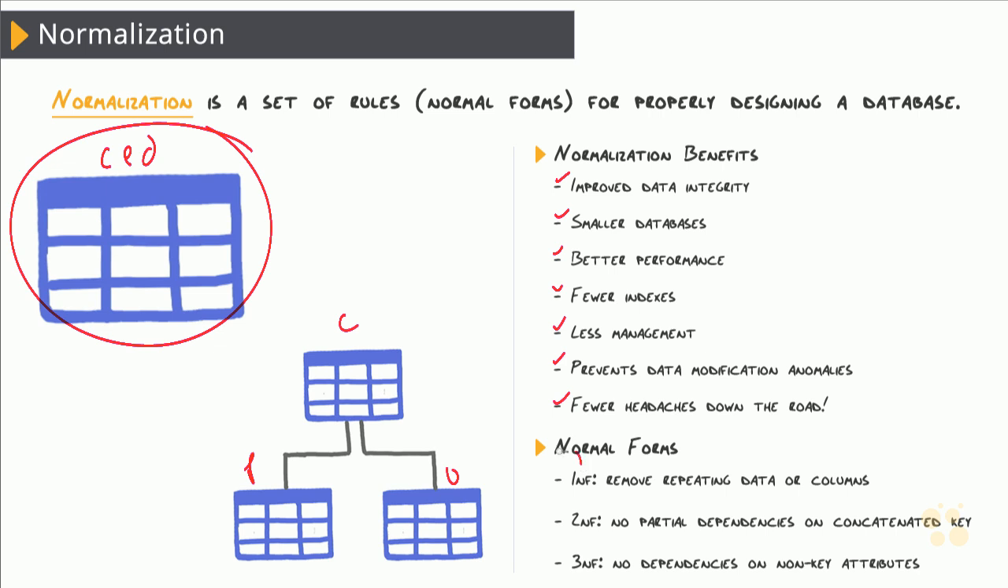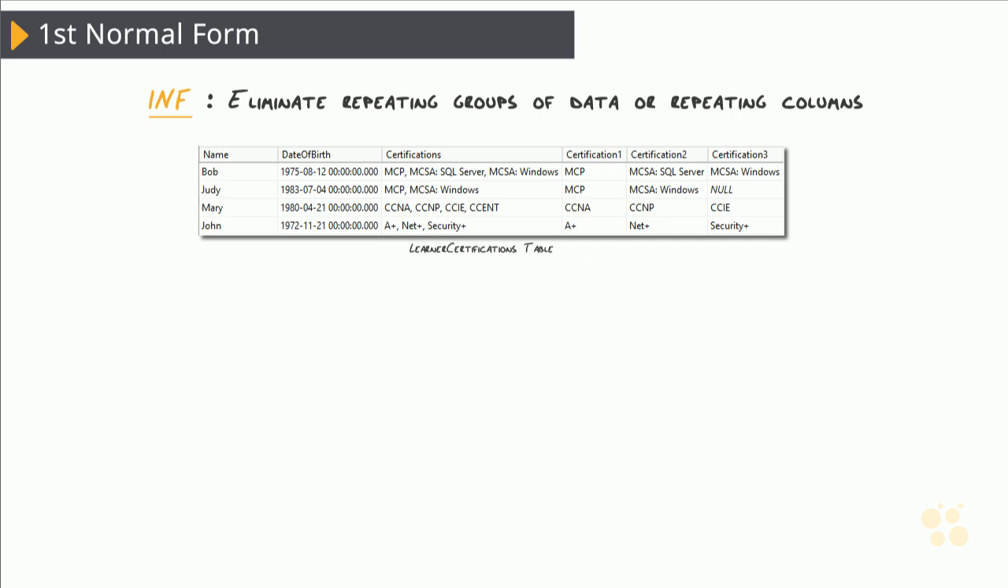So we're going to focus on the first 3 normal forms. There are more than that, but 3 is what everybody strives for, because anything more than that is really specialized database design and often overkill for most database designs. Let's take a look at first normal form. The rule of first normal form states that we need to eliminate repeating groups of data or repeating columns.